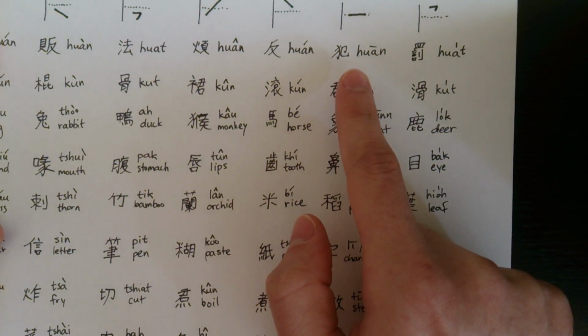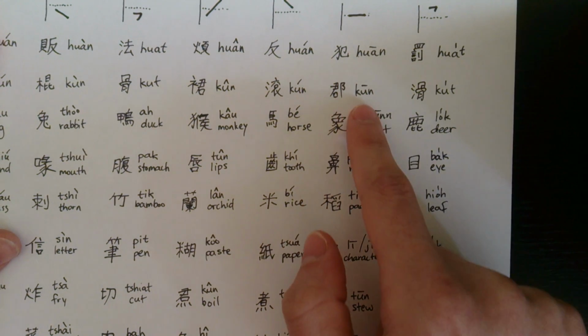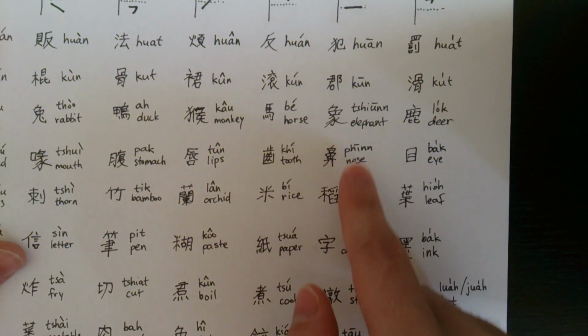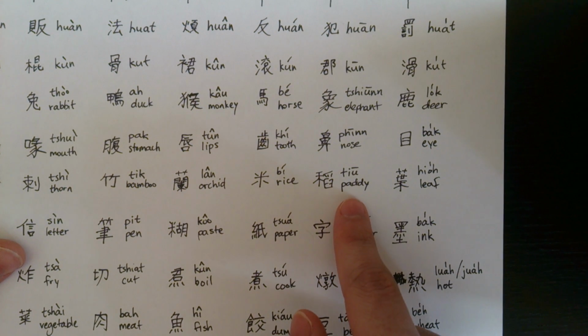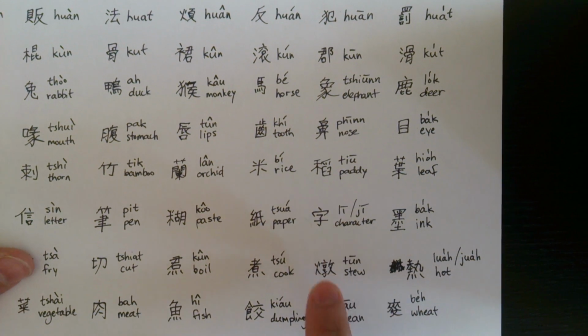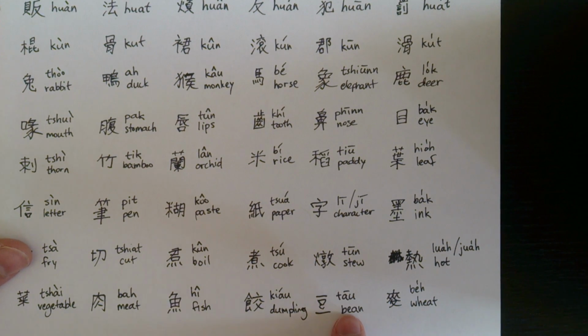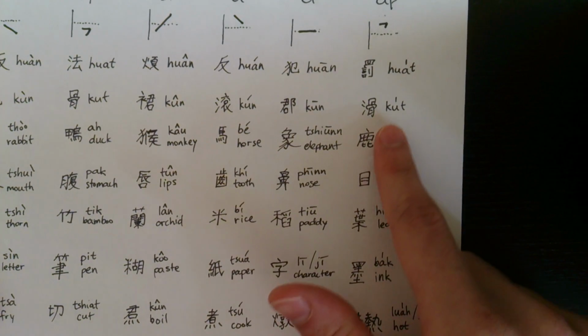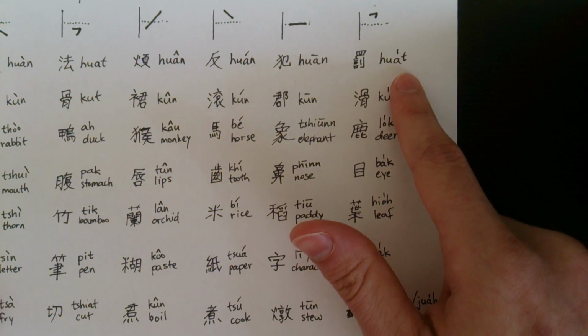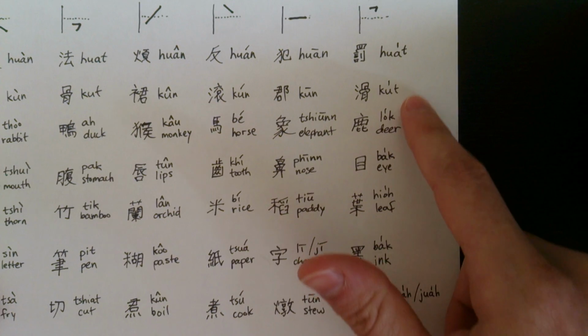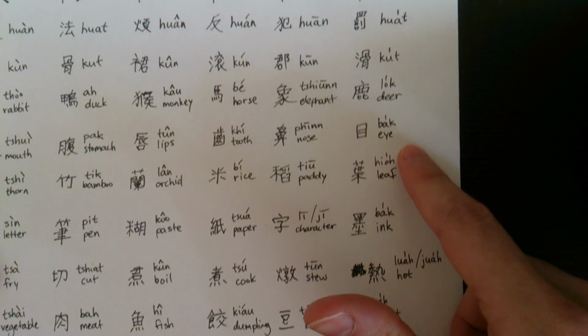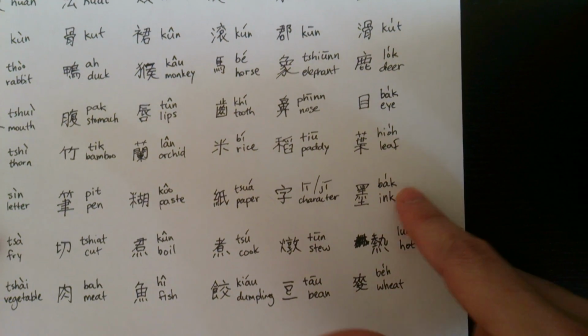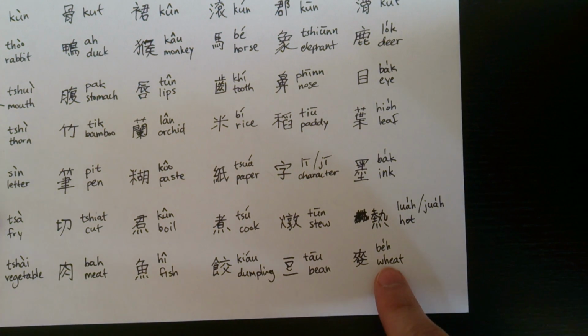Seventh tone, your normal speaking voice. Huan, Gun, Chiu, Pi, Diu, Li, Dun, Dao. And then eighth tone, it's the high stop. Huat, Gut, Lok, Bak, Hiet, Bak, Lua, Be.